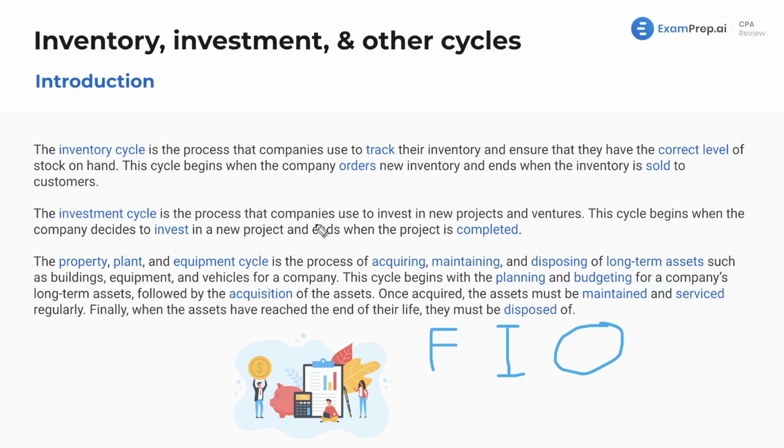The cycle begins when the company decides to invest in a new project and ends when the project is complete. This is going to deal a lot with buying, and ties hand in hand with the PP&E cycle, as we'll see. Now, this PP&E cycle is the process of acquiring, maintaining, and disposing of long-term assets such as buildings, equipment, and vehicles for a company. This cycle is going to begin with the planning and budgeting for a company's long-term assets, followed by the acquisition of the assets.